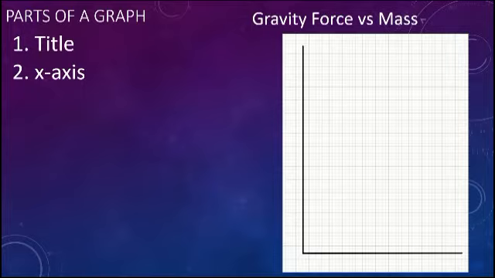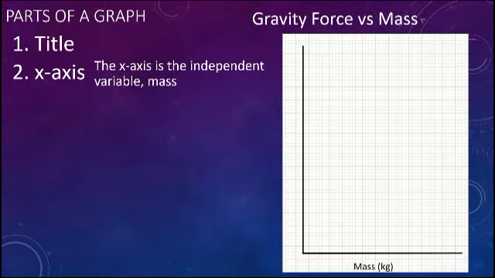So then we want to look at our x-axis. Again, by convention, in science, the x-axis is where the independent variable goes. So I changed the mass, so the independent variable is the mass. And we measure that in kilograms. So on your graph, you want to title it with the independent variable, and in parentheses, put the unit that we measured it in. So in this case, it'll be mass, parentheses, kilograms.